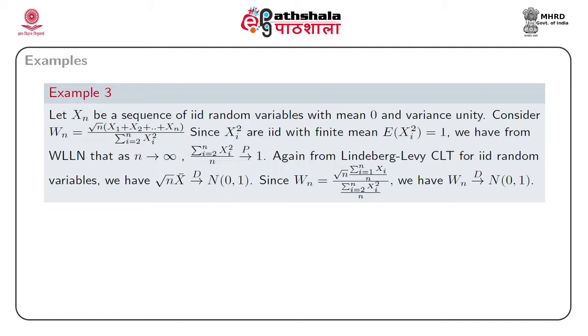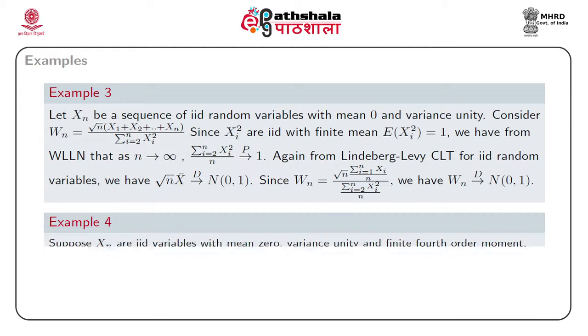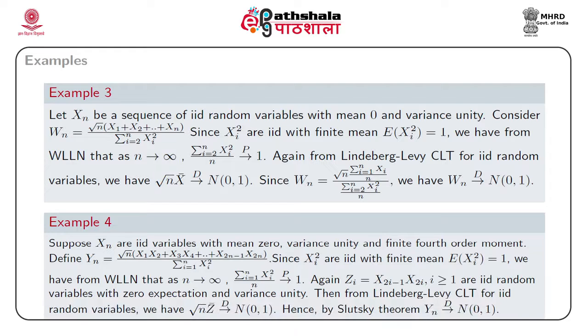Consider our next example, which is a bit complicated as compared to the previous ones. Suppose Xn are IID random variables with 0 mean and variance unity, and in addition we assume that the fourth order moment is also finite. Now define the new random variable Yn as square root of n multiplied by (X1X2 plus X3X4 plus up to X_{2n-1}X_{2n}), whole thing divided by summation i from 1 to n Xi squared. As earlier, Xi squares are IID with finite mean 1, and hence it follows from the weak law of large numbers that summation Xi squared divided by n converges to 1 in probability.